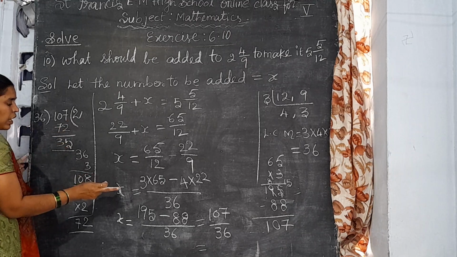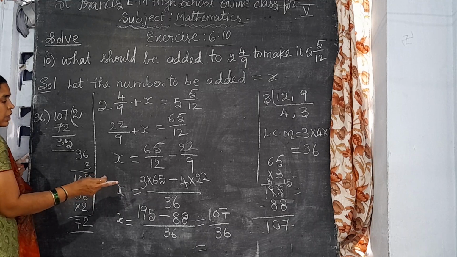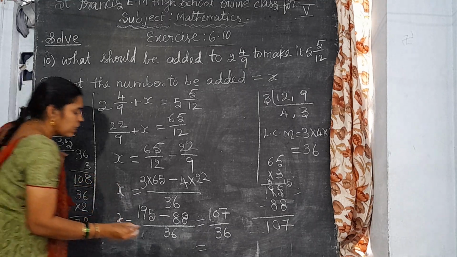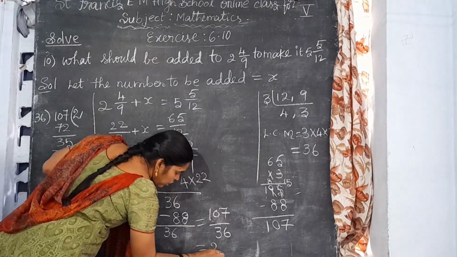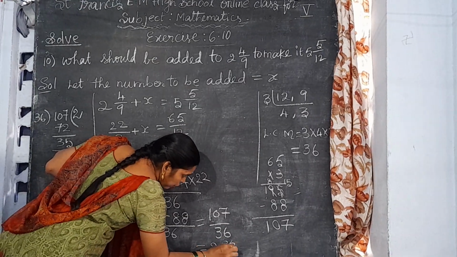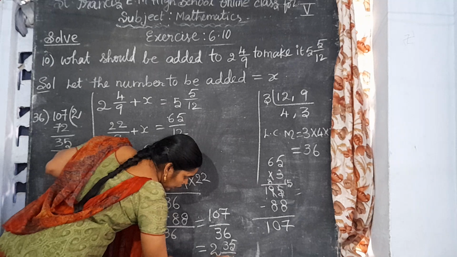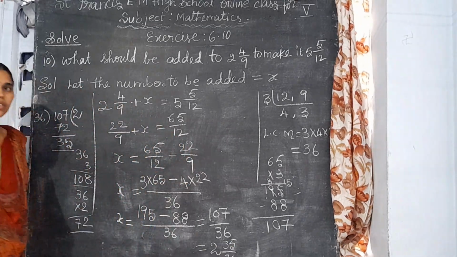So how can you write this 107 by 36 as a mixed fraction? That can be written as 2 35 by 36. This is the mixed fraction. Okay.